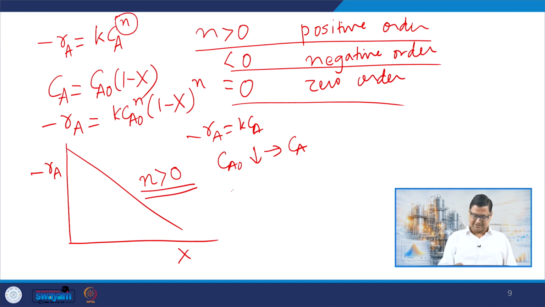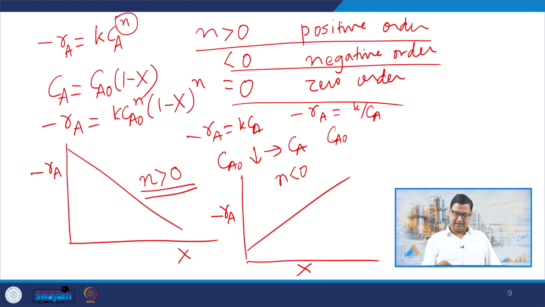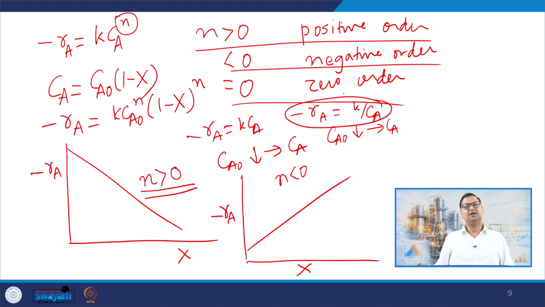If n is less than 0, then my minus Ra is going to increase with x. Again, let us say we have minus 1 order, then minus Ra is k by Ca. As Ca naught basically decreases and becomes Ca, in the beginning you have high concentrations that give me a smaller rate, and at the end you have low concentration that gives you a higher rate, right.